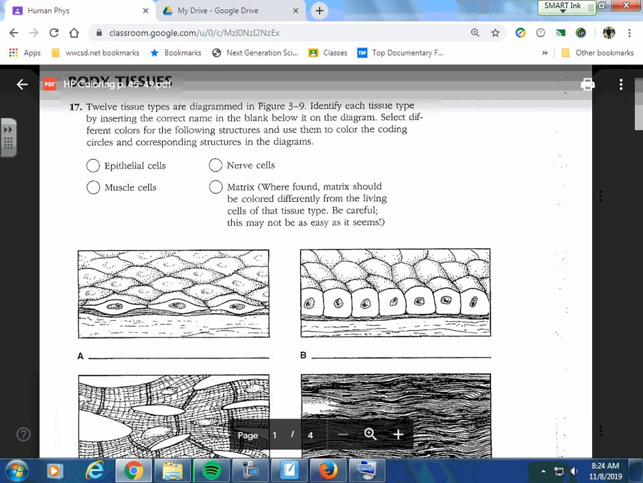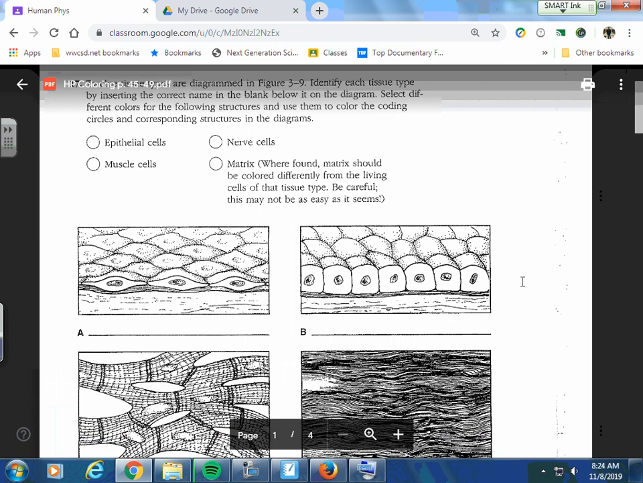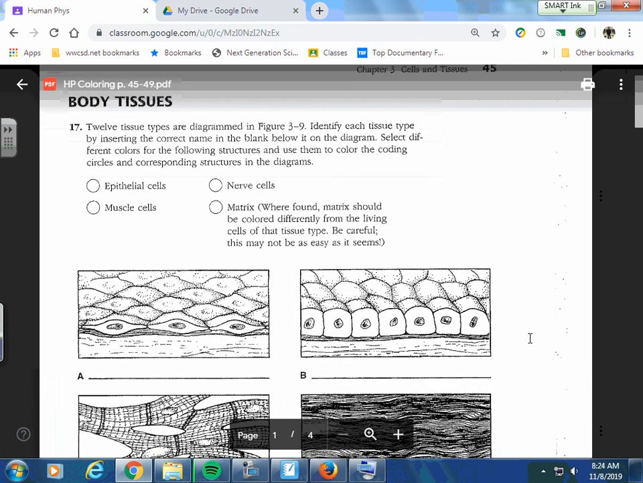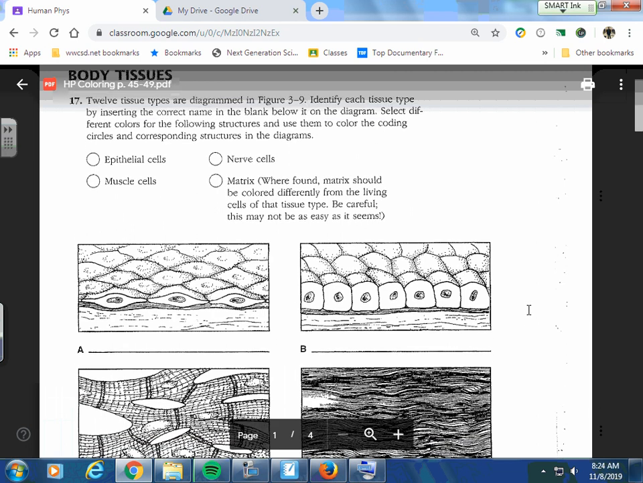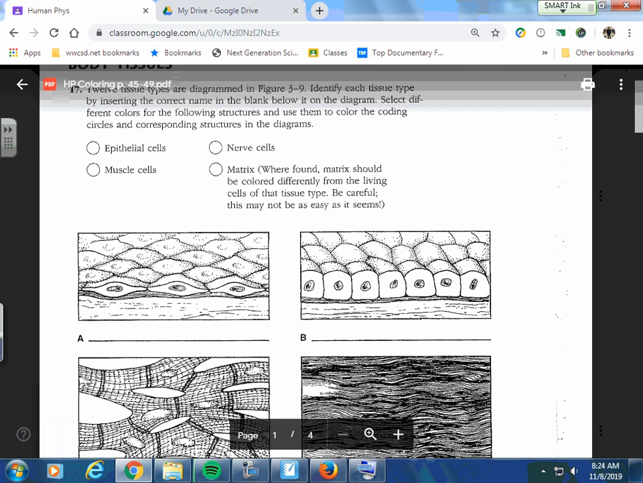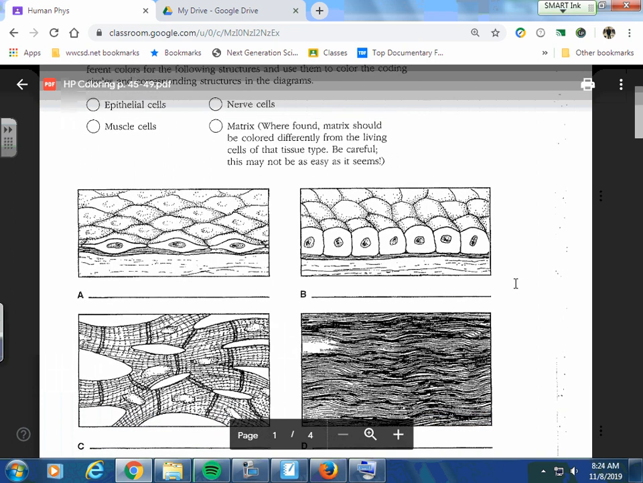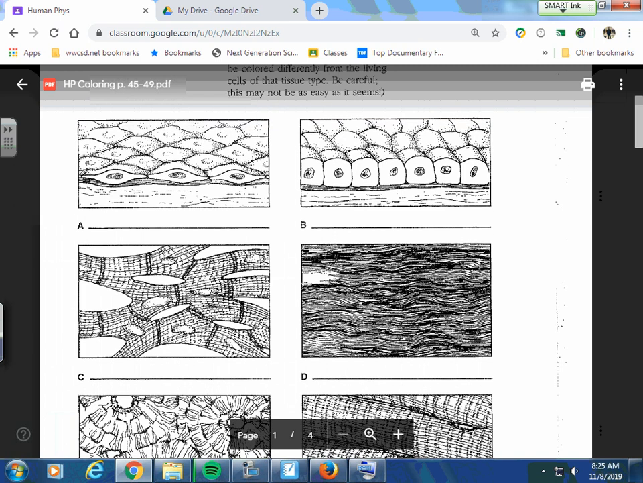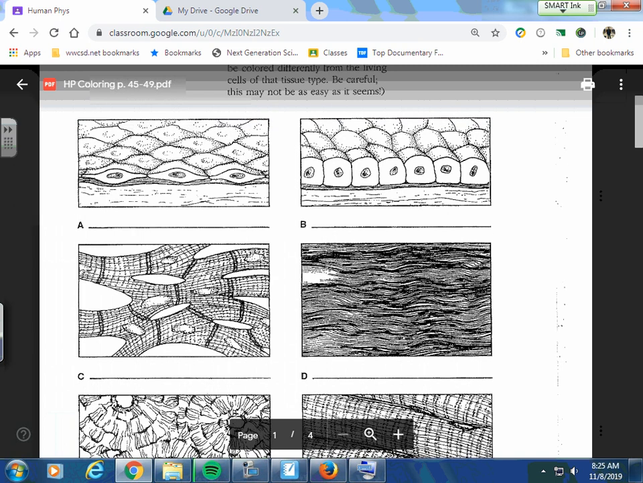So on this first one, we're looking at epithelial cells, nerve cells, muscle cells, matrix. Where found? Matrix should be colored differently from the living cells of that tissue type. Be careful, this may not be as easy as it seems. In the beginning here, we're going to have A and B, a couple of epithelial tissues. So we could call them just epithelial tissue to color it. We could even be more specific and name the tissue.